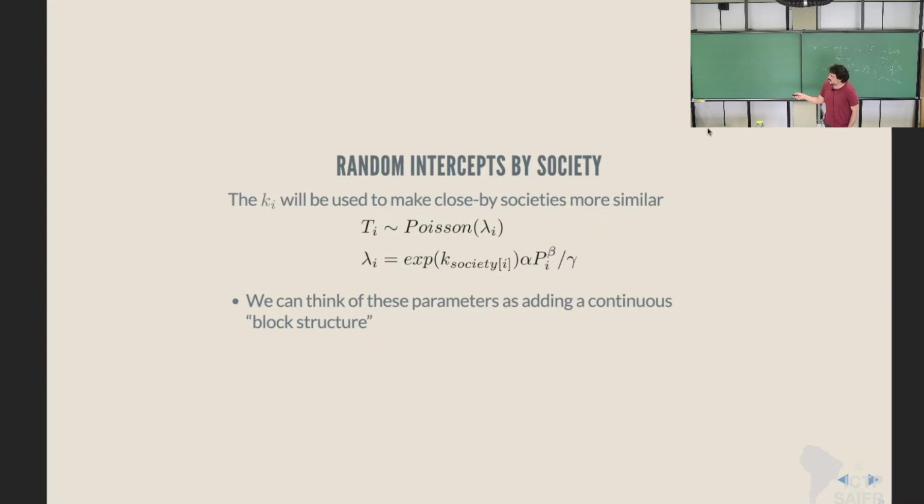We need the coefficient to be positive. So in order to make it positive, we're going to take the exponential of the parameter here. So the full varying intercepts in this case is the exponential of these k's here.